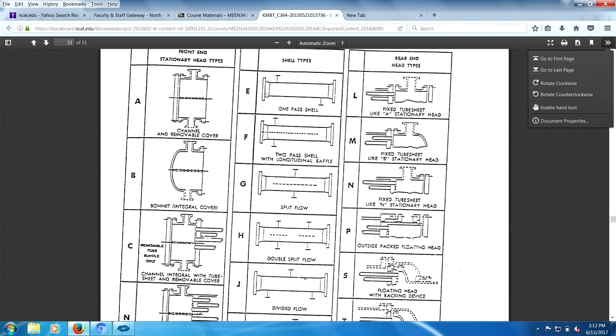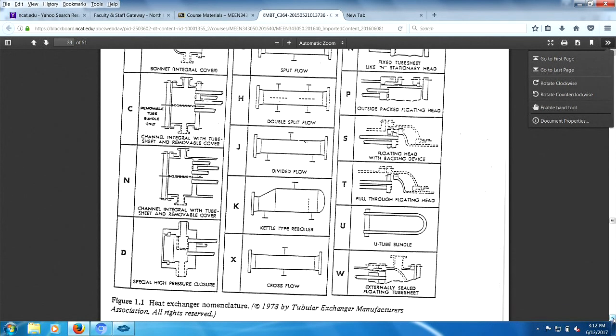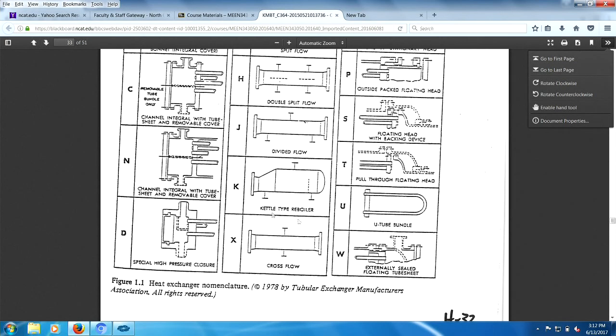So if you want, let's take a look at this. Let's go with a BEM, a beam heat exchanger. That means I would have this as my front, this is my shell type, and this would be my fixed tube sheet. So that's how I can have an NKU, right?